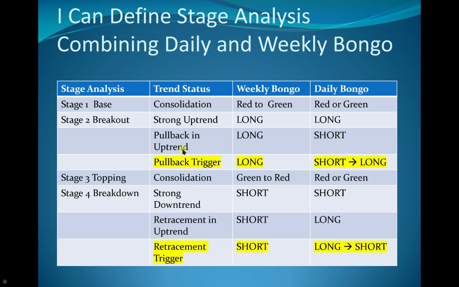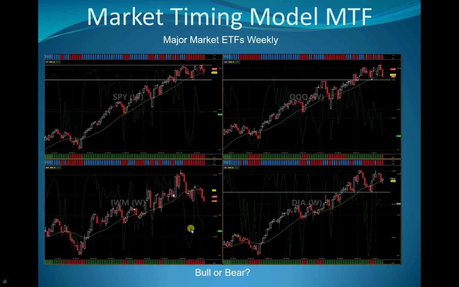Pullback in an uptrend and a retracement, pullback in an uptrend and retracement in a downtrend. That's a spelling I've never seen, didn't realize that before. That is a typing mistake. But this is what I'm looking for. A pullback trigger: it's pulled back in an uptrend and now it's breaking out, or it's in a downtrend, it's retraced and now it's breaking down. And so that's where the timing model originated, and we'll look at this real time.